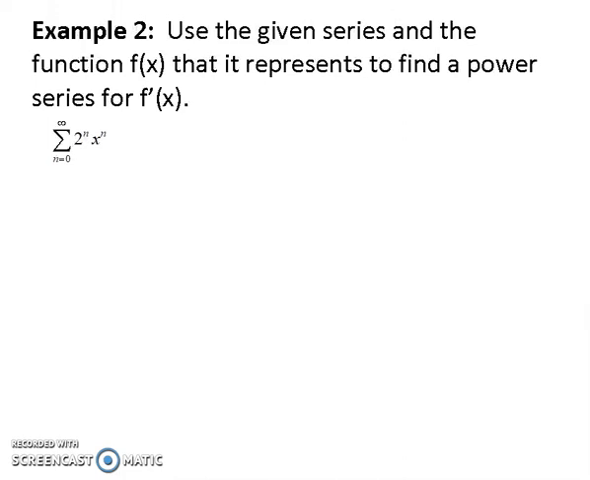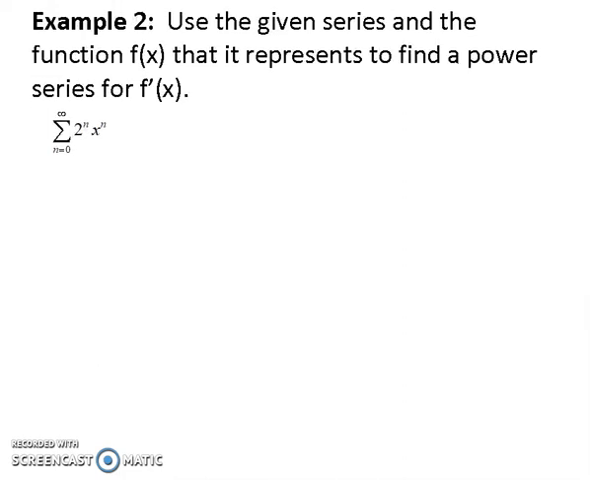Okay, so let's look at another one. It says use the given series and the function f of x that it represents to find a power series for f prime of x. Okay, so this is the power series for f of x. And looking at it, I noticed that another way I could write it is the sum from n equals 0 to infinity of 2x to the n. And that makes it a little bit easier to identify the fact that my r would be what's being raised to the nth power, and my a would be the coefficient there, so it would be a 1.